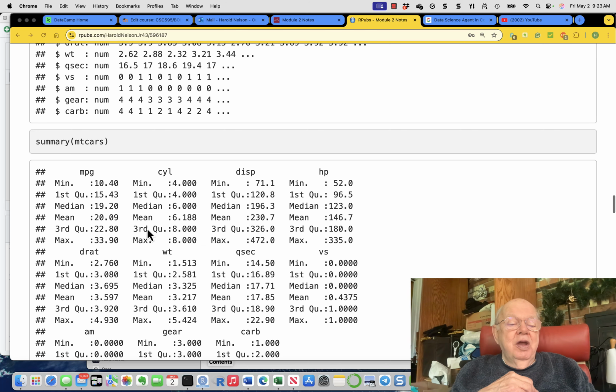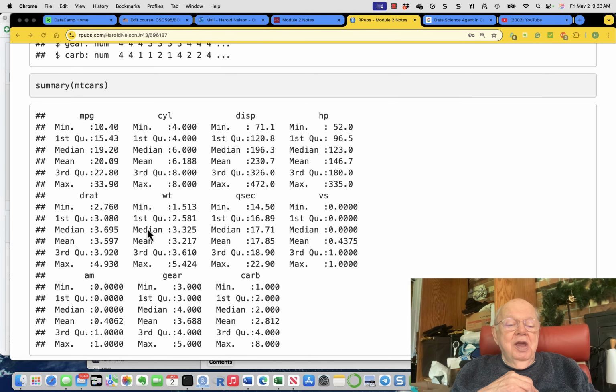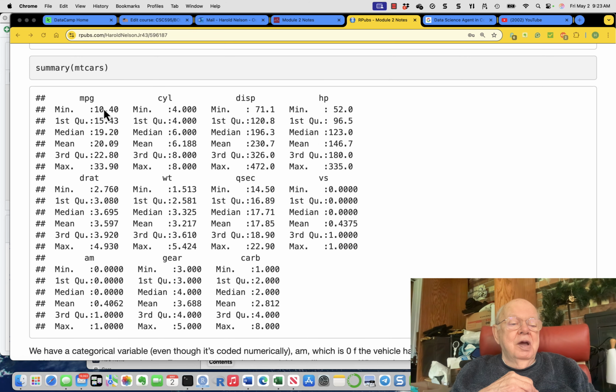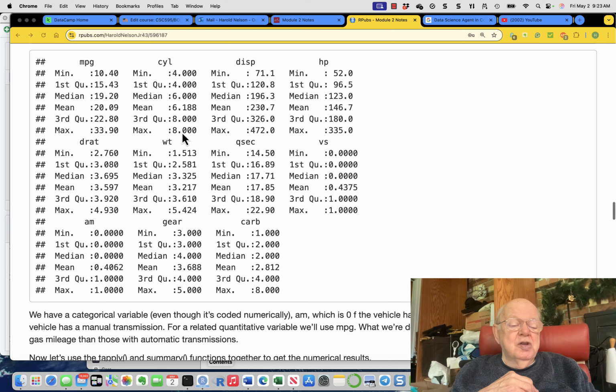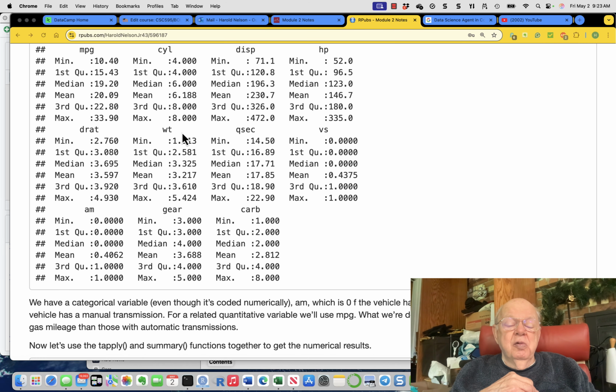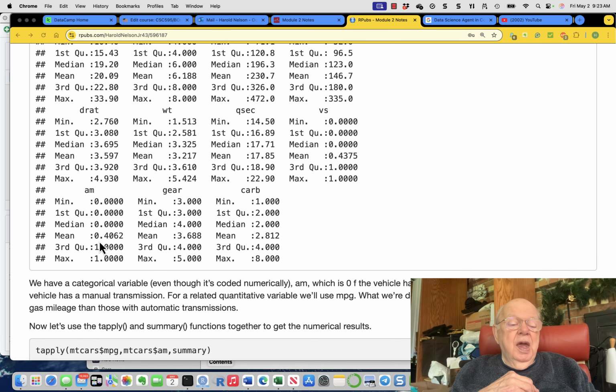Everybody had a carburetor or a couple carburetors. And then I do a summary of the data frame to look at it, and I see that miles per gallon goes from 10.4 to 33.9. Cylinders go from 4 to 8. And there's a lot of 6-cylinder vehicles. And I think all of this pretty much makes sense to anybody who's familiar with motor vehicles, except maybe for one of the variables which we're going to use, am.